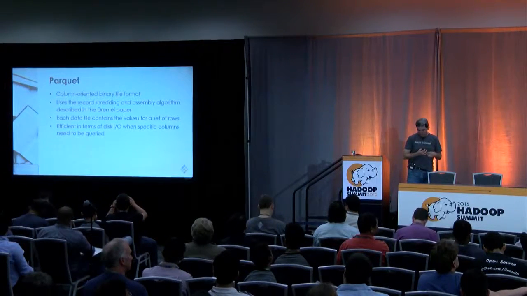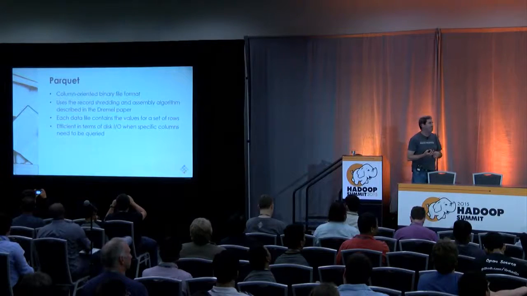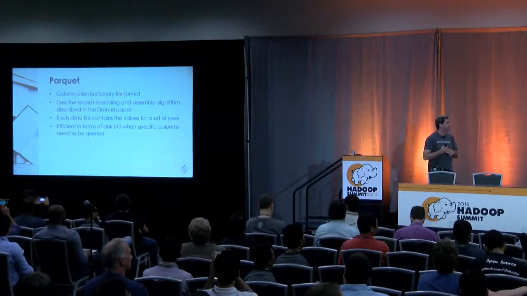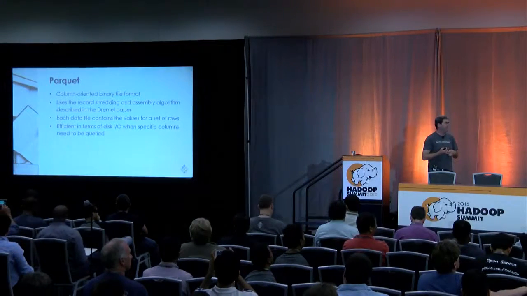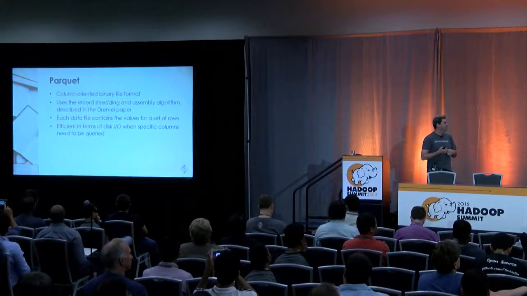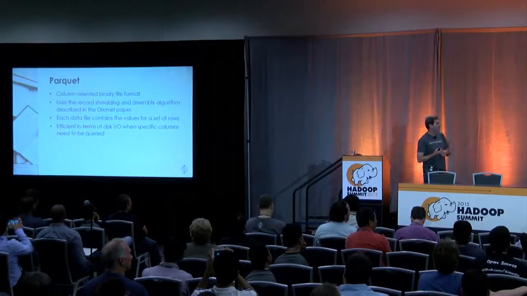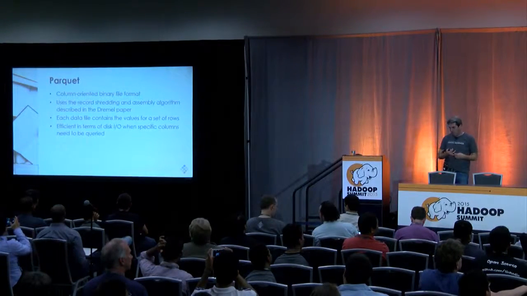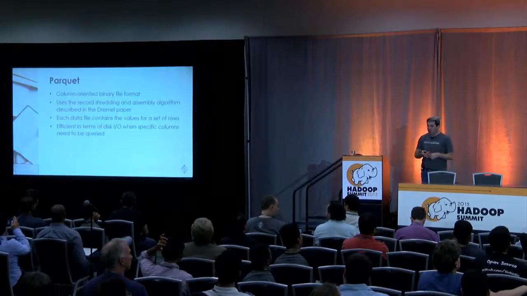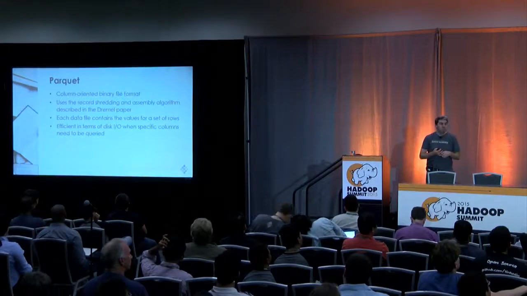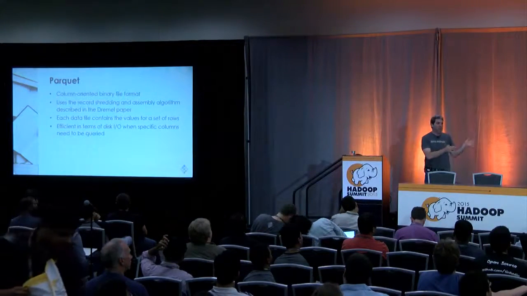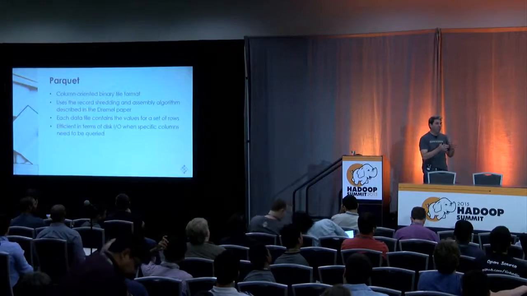Parquet. Parquet is a really good format for reading, right? It's a columnar-oriented binary format, right? It's based on the Dremel paper, which is nice. It's obviously compressed. It's very efficient in I/O, particularly when you're selecting only a few columns. I'm going to show some examples of that later on, of what we use and why we use this.